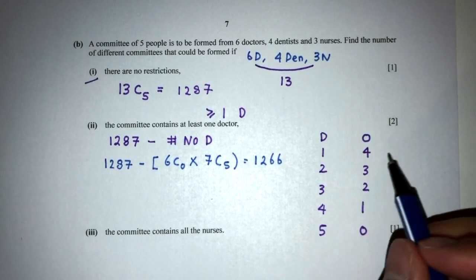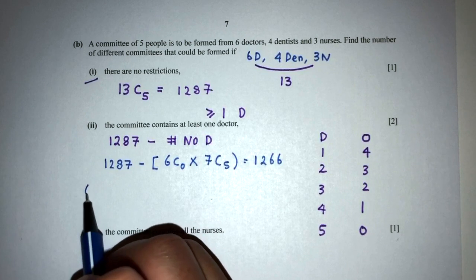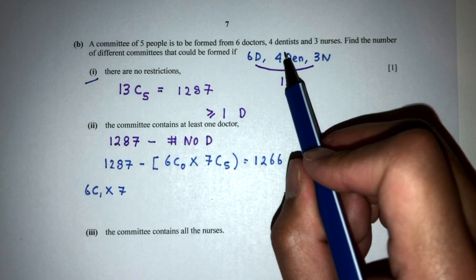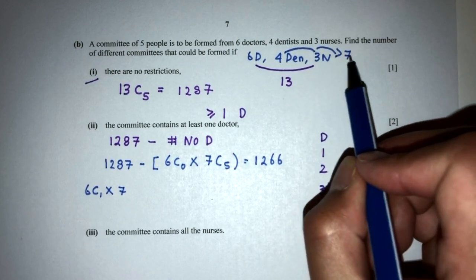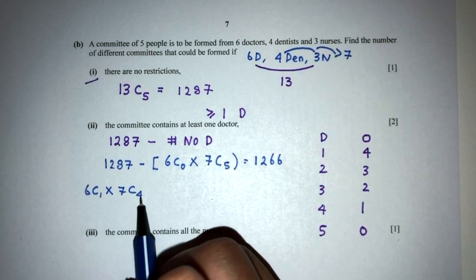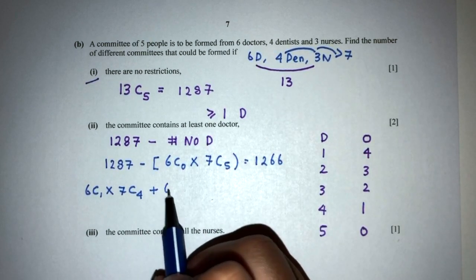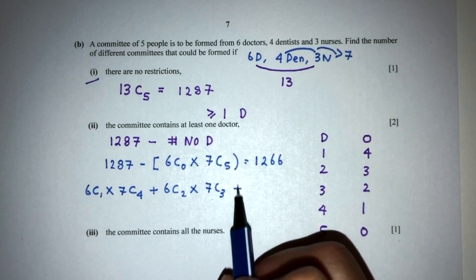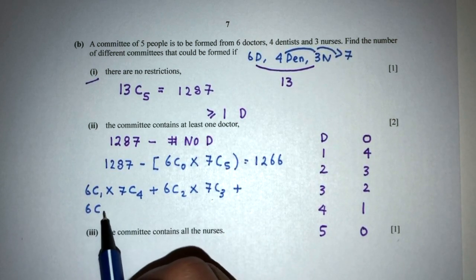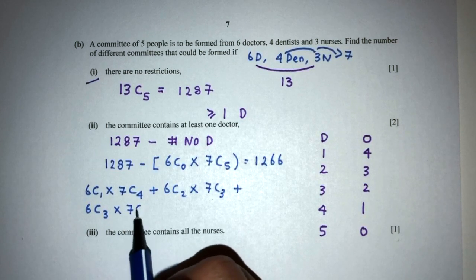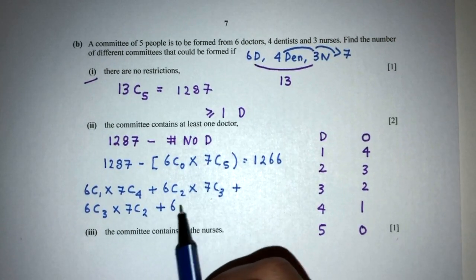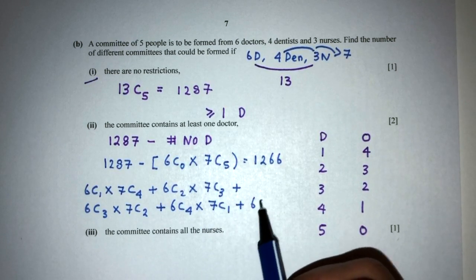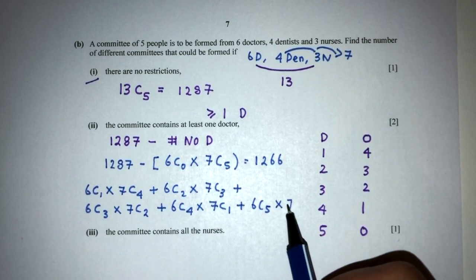For example, for the first line, from the 6 doctors, we choose 1, and from the others, which will be dentists and nurses, that will be 7. 7 choose 4. Next option, here we have 6 choose 2 times 7 choose 3, or 6 choose 3 times 7 choose 2, or 6 choose 4 times 7 choose 1, and finally 6 choose 5 times 7 choose 0.